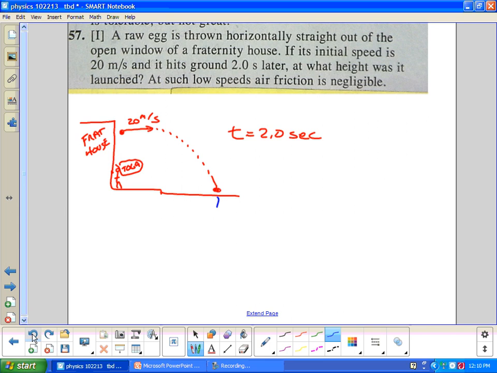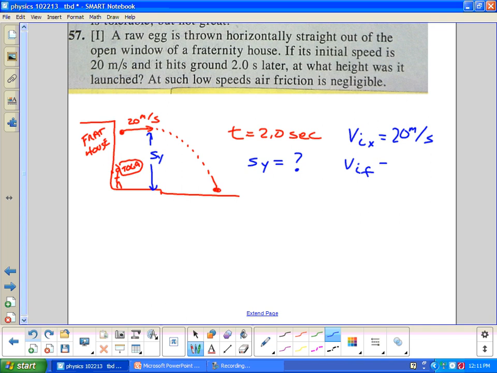All right. So the question is, at what height? So they want to know, the unknown here, does everybody agree, is this, which I'll call S in the Y direction. That's the unknown. So my known as time is 2, S of Y is question mark. My velocity initial in the X direction is 20 meters per second. What's my velocity initial in the Y? 0. It got thrown horizontally.